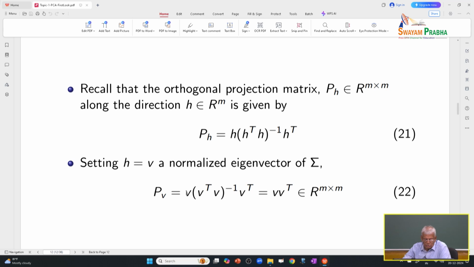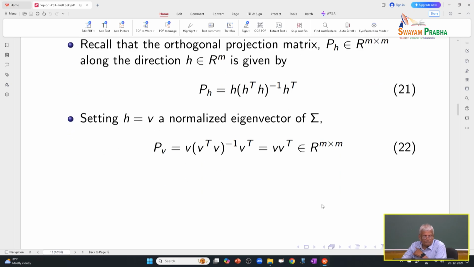PV is equal to V times V transpose V inverse times V transpose. But the V's are unit vectors, they are orthogonal, so the length is 1, so we get V V transpose. V V transpose is an n by n matrix, an outer product matrix of rank 1. So this PV, which is given by V V transpose, is the orthogonal projection matrix along the direction V.